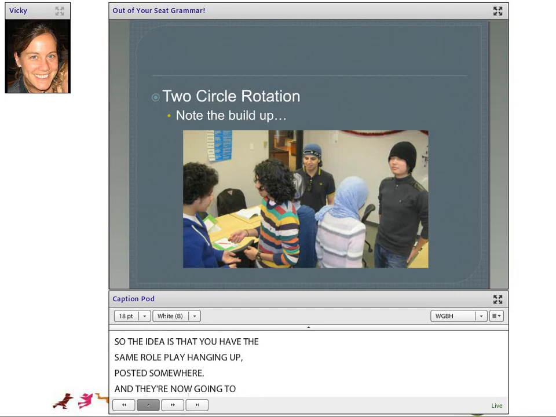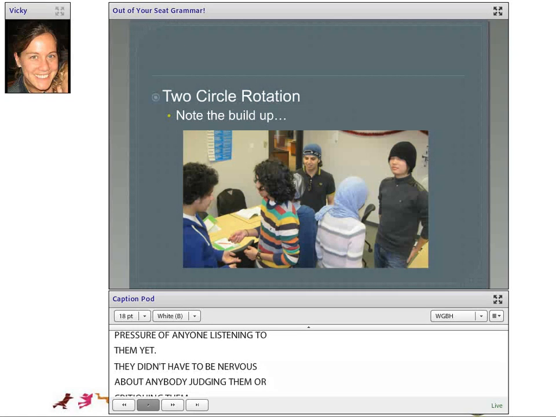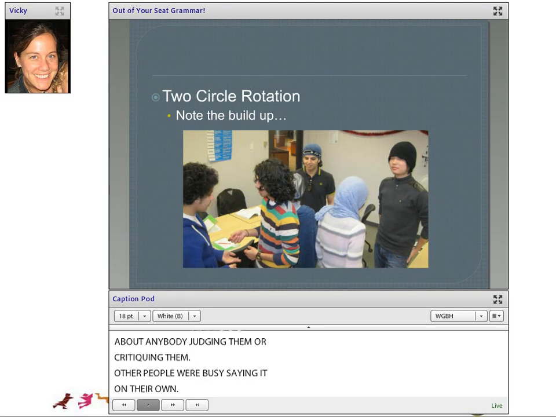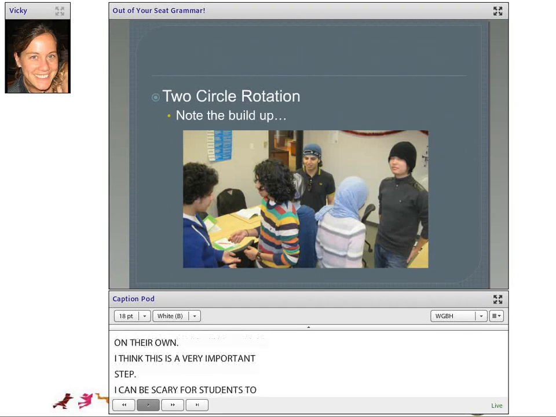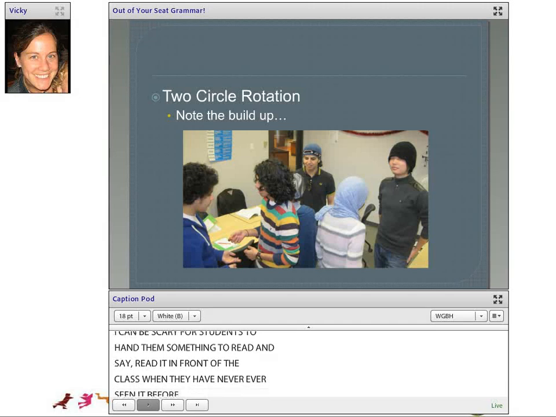Notice the build-up here, because in the listen and repeat and the choral reading, the students were having the chance to read the role play out loud, but they didn't have the pressure of anyone listening to them yet. They didn't have to be nervous about anybody judging them or critiquing them, because other people were busy saying it on their own. So I think that this is a very important step. I think it can be kind of scary for students to hand them something to read and say, read it in front of the class, when they've never ever seen it before. They haven't had a chance to practice. That can make people very nervous.